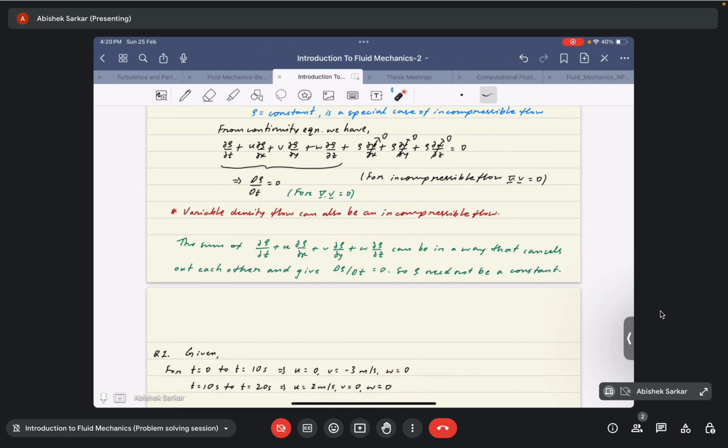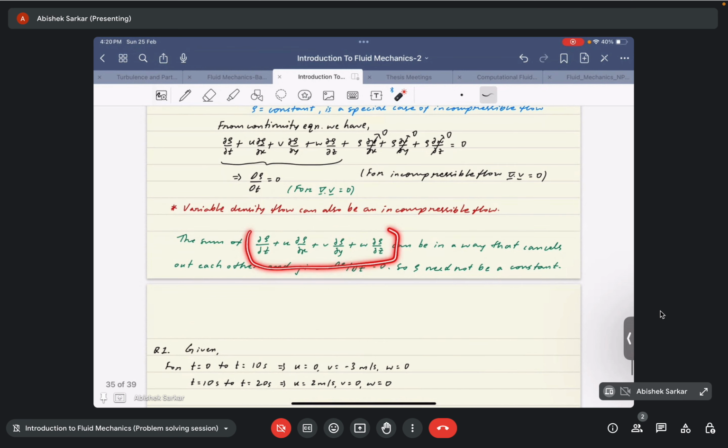But rho is equal to constant is a special case or a trivial solution to this expression. It does not necessarily mean that rho is equal to constant. It just means that the flow is incompressible, but it does not say that the density is equal to constant. It's a very important concept as well as a conclusion that we are going to get from today's session.